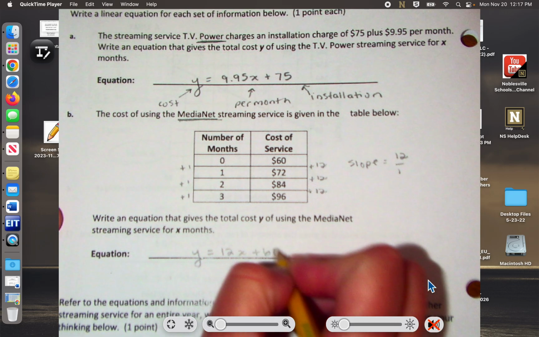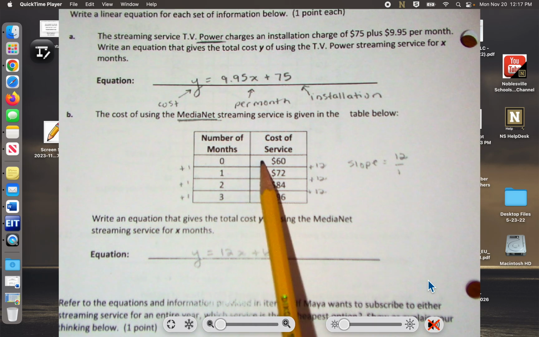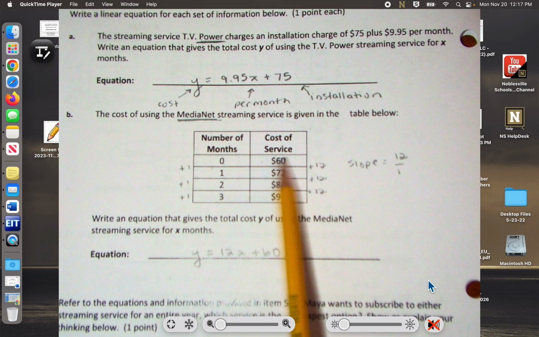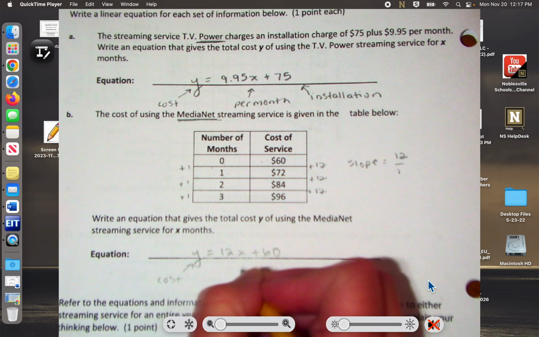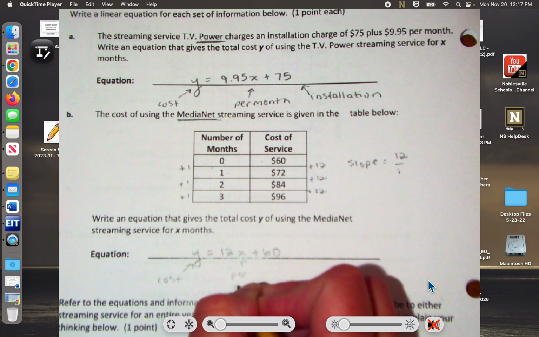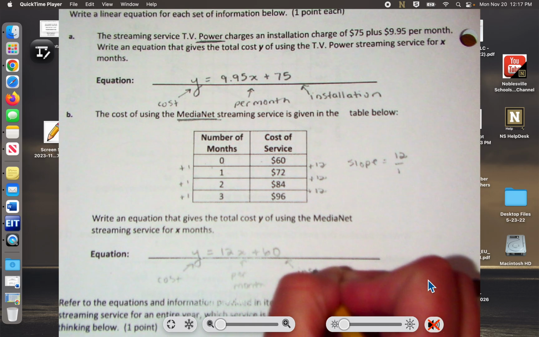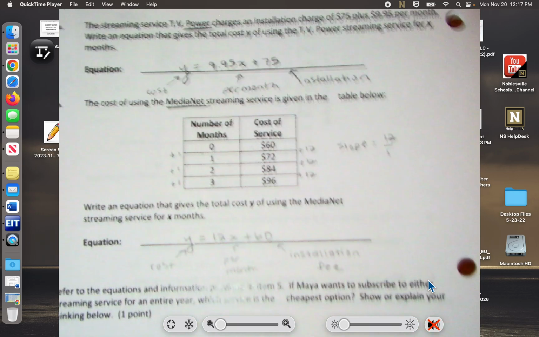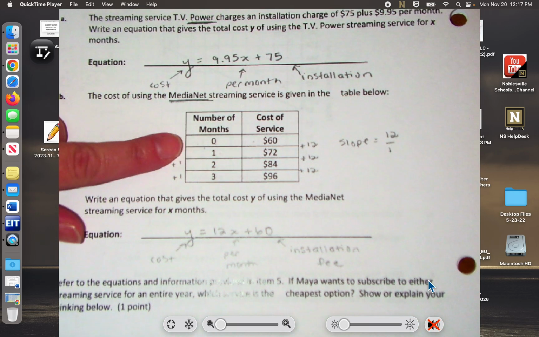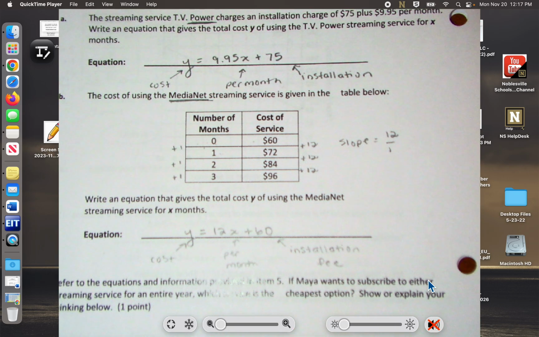Where did you get the 60 from? It's the initial cost. Because it lines up with this 0, that is our installation fee. So we have the cost per month. And then this one, the $60, is the installation. And like Sean pointed out, we know this because we have the 0 and the 60. That tells us before you even start the service, you paid $60 for them to come hook up whatever they needed to.